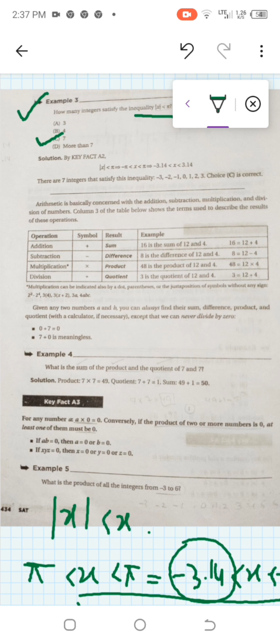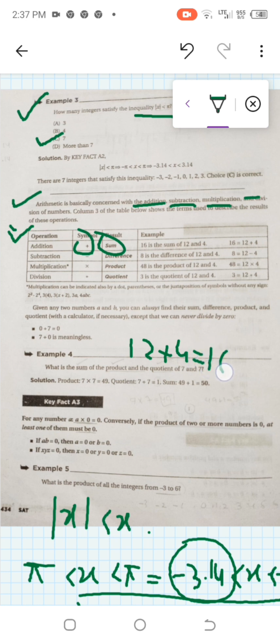Okay. After that, here we have arithmetic is basically concerned with addition, subtraction, multiplication and division. Now here we have the column which describes the addition, subtraction, division and multiplication. First we have addition. The symbol of addition is plus. The result of addition will be the sum of 2, 3, 4 or multiple numbers. Then here the example is given: 16 is the sum of 12 and 4. 12 plus 4 will be 16. So 16 एक ऐसा sum है जिसका 12 and 4 का.